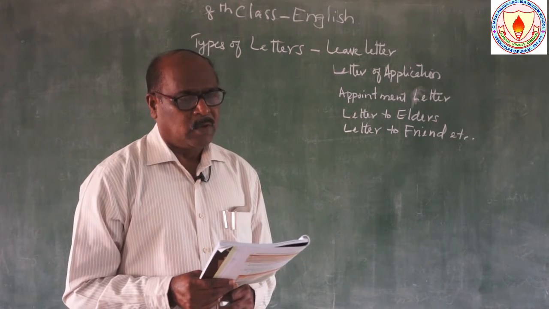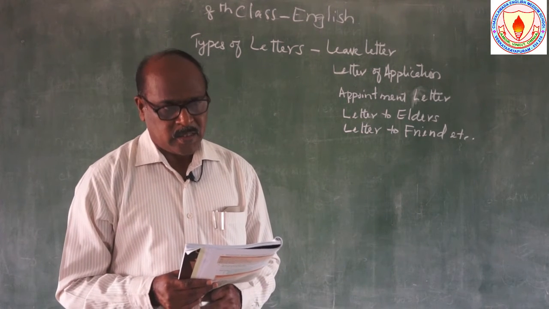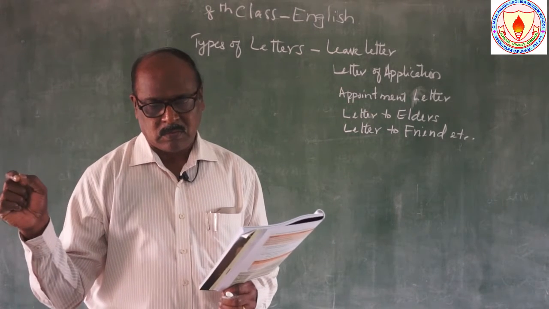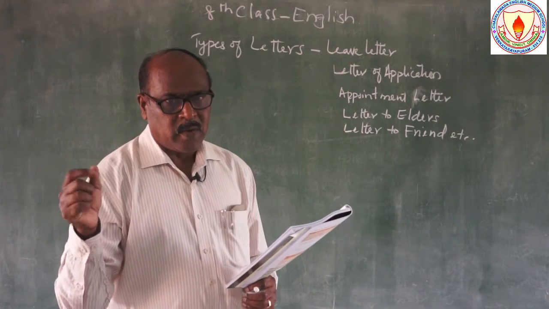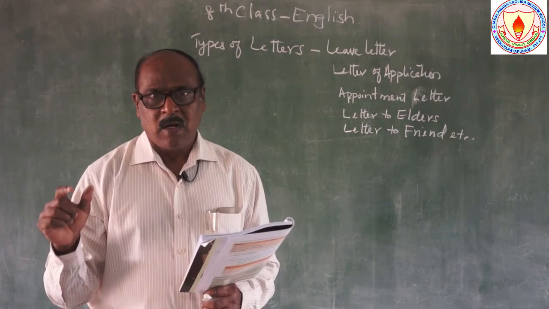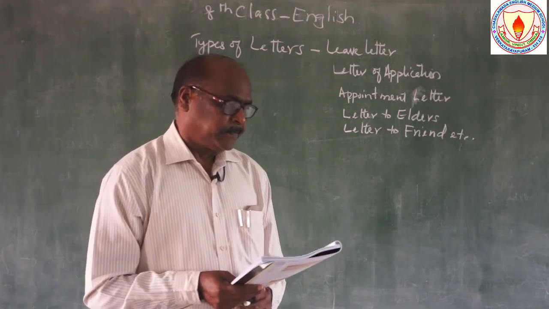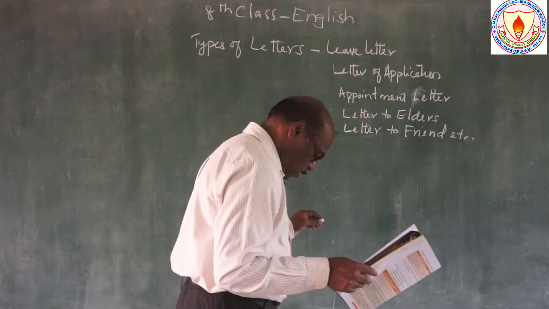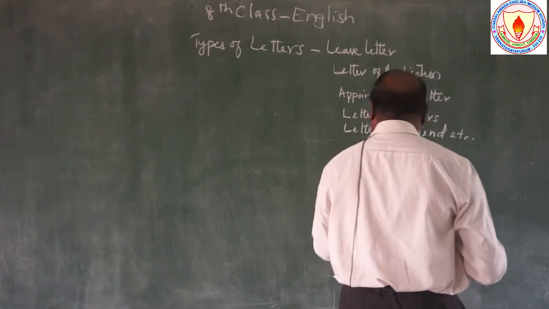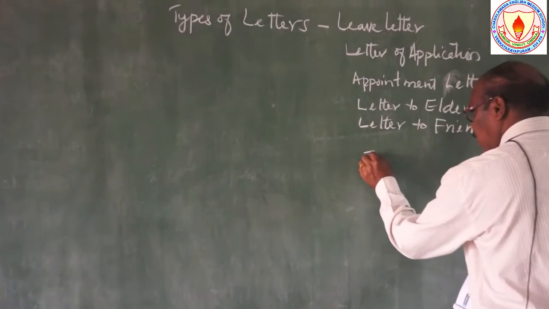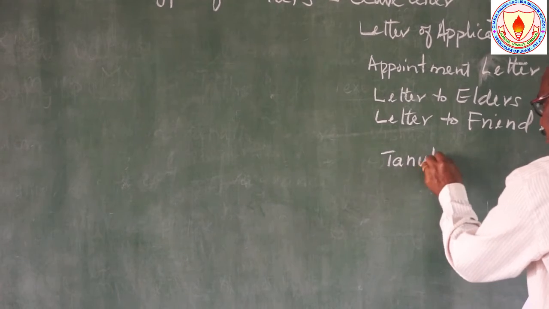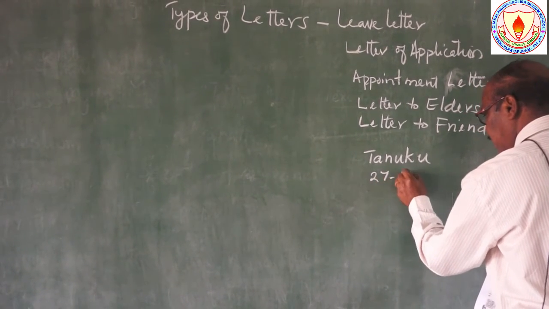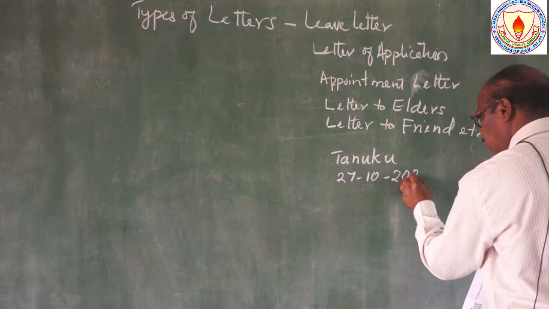Right hand top, what do you do? You put today's date and write, okay, from Tanuku. Today is 27th of October 2020. So, you write here, for example, Tanuku, and today's date is 27/10/2020.